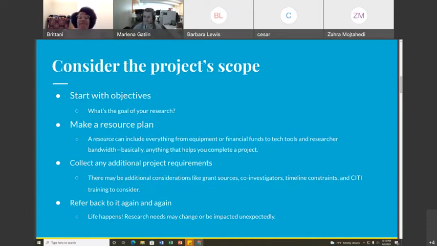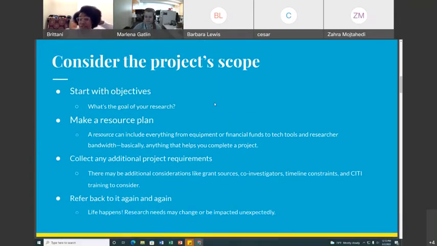Some of the things I mentioned were the part of life happens, right? Research needs may change or be impacted unexpectedly. So if you have the loose outline, you might be able to pivot where you need to, like I said, either switching data types or switching collection methods or research methods.